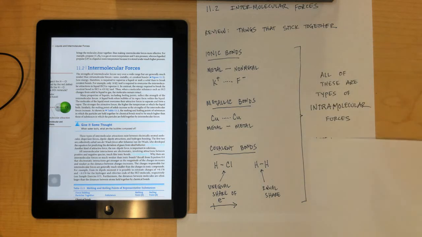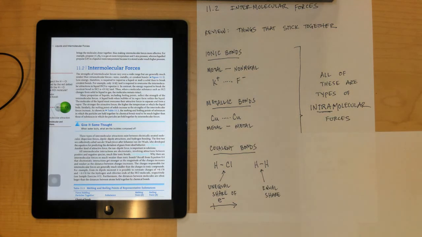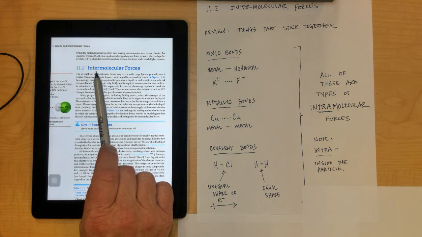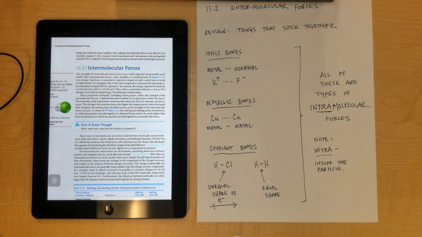Anyway, all of these types are called intramolecular forces. Notice the intra, the A right here. They're inside of the molecule or inside of the particle. Some books call them intraparticle forces because they're inside of the particle. Okay, this is in contrast to what we're going to look at in chapter 11.2, intermolecular forces, on our next page. So notice the intra, that's inside the particle where this takes place. Take a moment, make sure you got that copied down, and then we're going to go on to the next page of notes here.